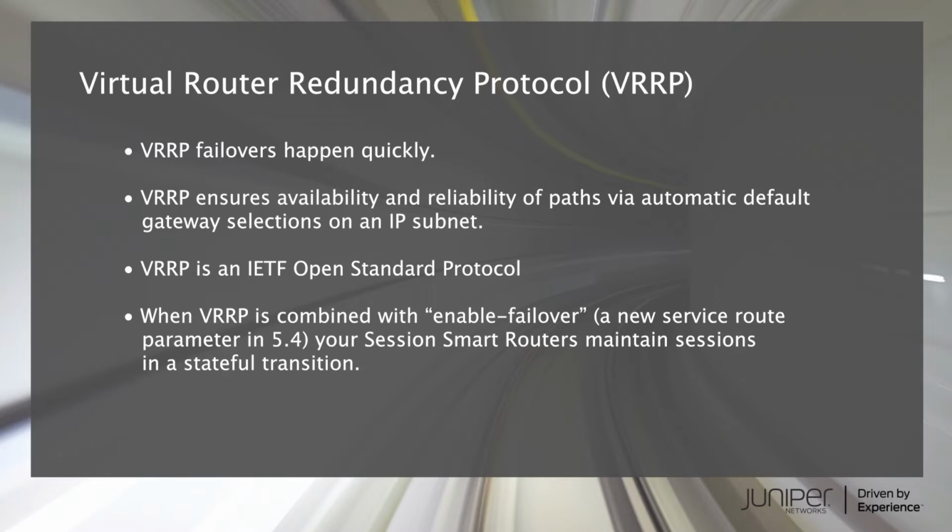When your Session Smart routers are configured in dual node or dual router VRRP groups, it enables admins to configure multiple routers as a default gateway, ensuring failovers happen seamlessly and quickly. VRRP is automatic and invisible to an end user. Using the defined priority in your configuration, it ensures the availability of that default gateway through redundant paths. VRRP is an IETF open standard protocol, and finally, when VRRP is paired with our new service route parameter, enable failover, you'll have stateful failovers, where sessions are maintained during a swap.